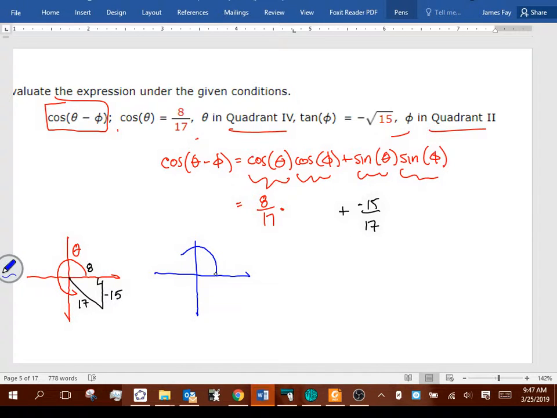It says it's in the second quadrant, right? So this blue arc, this blue angle, would be phi. It says tangent. With tangent, we want to view this as a ratio, right? So it's negative root 15 over 1. So opposite over adjacent, it's got to be root 15, and that's got to be 1, right? Which one of those is negative to make this negative? Is it the root 15 or is it the 1? The 1.